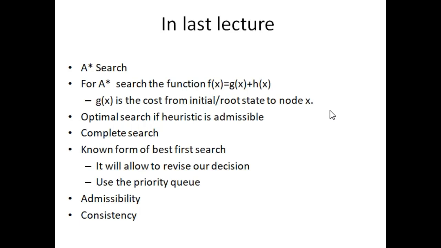So what is a complete search, an optimal search, and admissibility? We discussed these concepts in our previous videos. We also talked about in our previous lecture that the A star search is a well-known form of best first search, which allows us to revise our decisions, and it uses the priority queue. At the end of the previous lecture, we talked about the concept of admissibility as well as consistency.